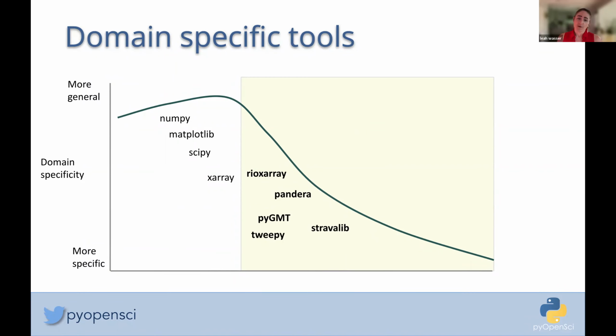We're going to really be focused on packages like RioXarray or Pandera or Tweepy, which is an API wrapper around Twitter data. Those are the types of packages that would be more in scope for us, the maintainers that are doing it on their own, or small groups of people working on these packages that are being used by the community.